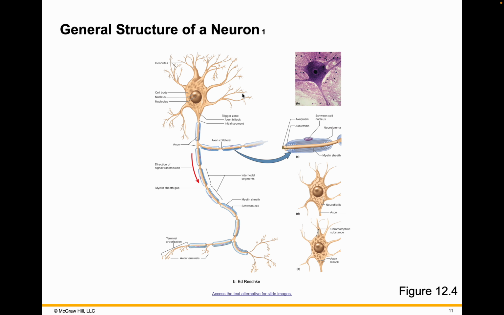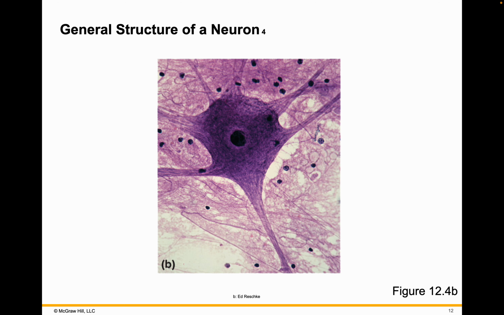So generally speaking, we have the cell body here, dendrites bringing information into the cell body, and an axon, which carries information away from the cell body. And here is one stained microscopically.